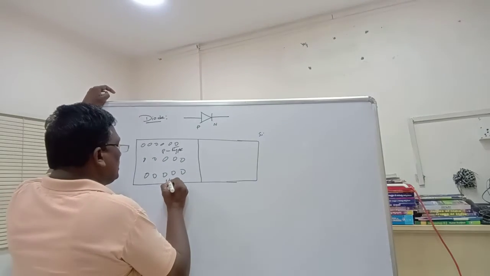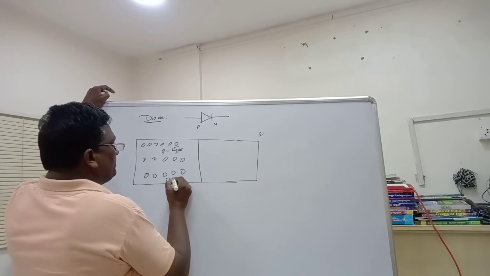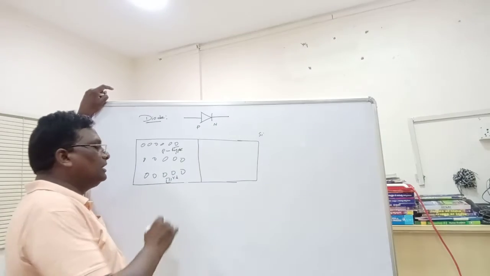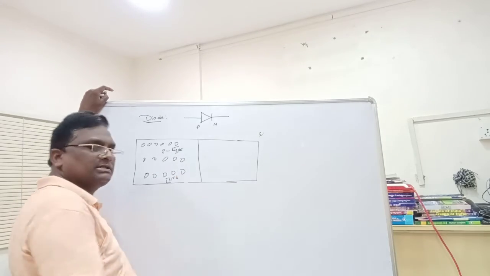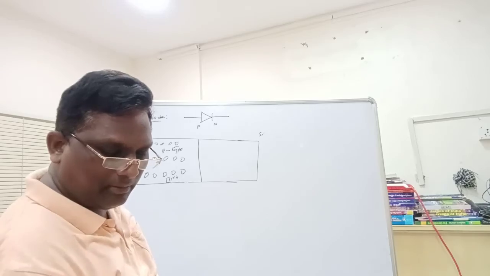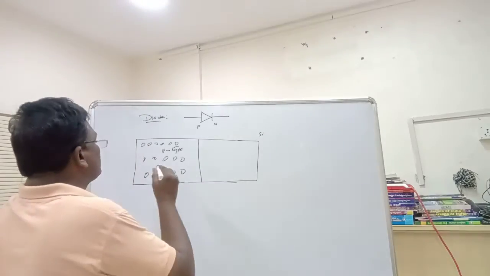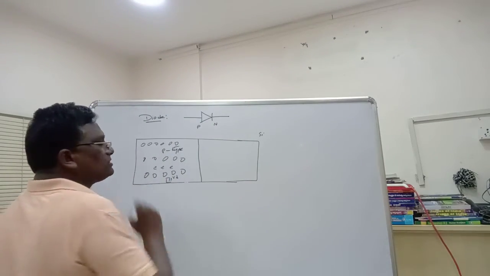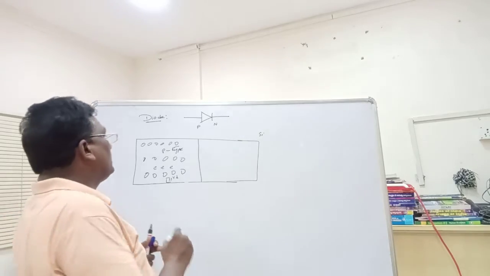If you dope the fourth group element with a third group element, it becomes a P-type semiconductor. Here the majority carriers are the holes and the minority carriers are the electrons.